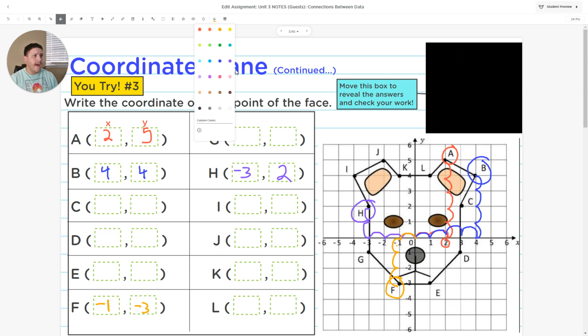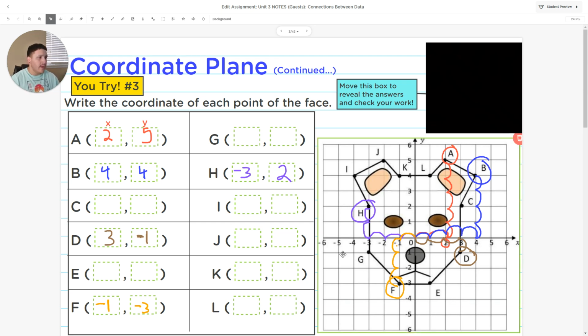And then my final letter will be D. So for D, I have to travel 1, 2, 3 to the right. And then I have to travel down 1. So down means negative. This is 3, negative 1 for my coordinate on letter D. And then I'm just going to show you the rest because each one is done pretty much the same way. You just have to remember which ones are positives, which ones are negatives on the particular quadrant that you're finding these points on.